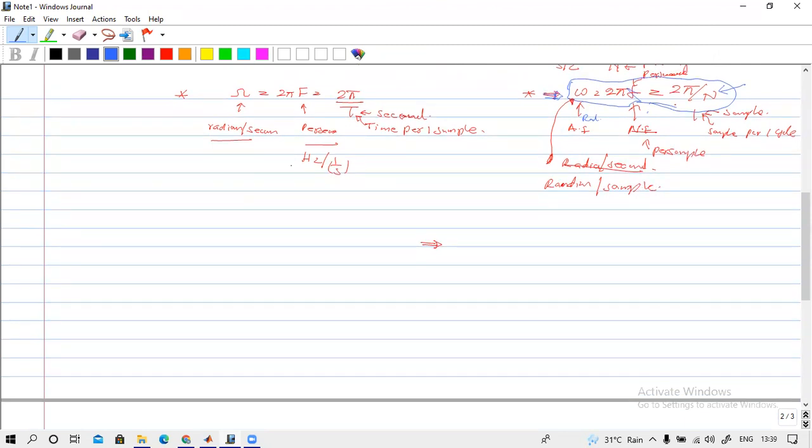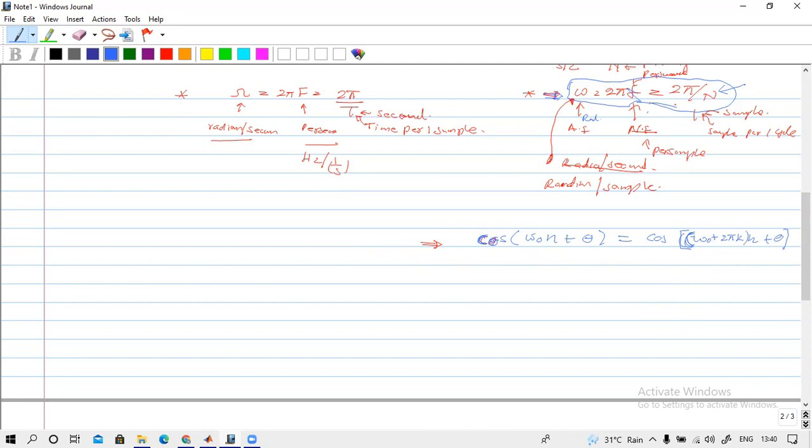Another thing you have learned: if you get a sinusoidal signal, let's say a cosine signal, cos omega naught n, this is a discrete signal. You can also have a phase shift, so it is equal to cos of (omega naught plus 2 pi k) n plus theta. This also you have learned, so you should keep it in your mind.